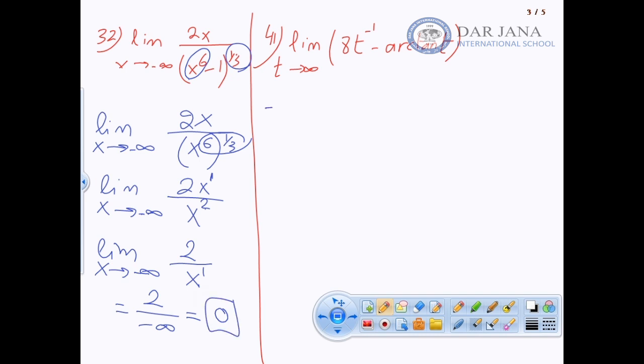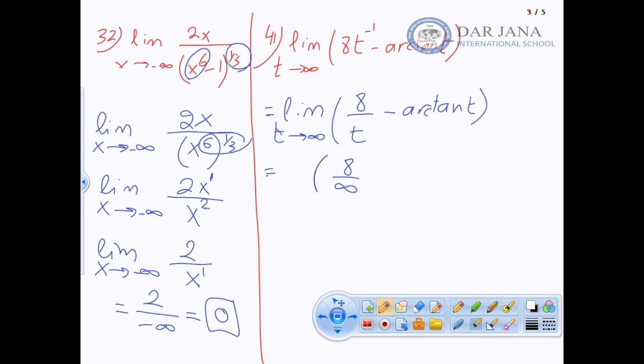Number 41. Number 41, we can substitute directly. Let's write it as 8 over t minus arc tan t, as t goes to infinity. Now, let's substitute: 8 over infinity, which is going to be 0, minus arc tan infinity.